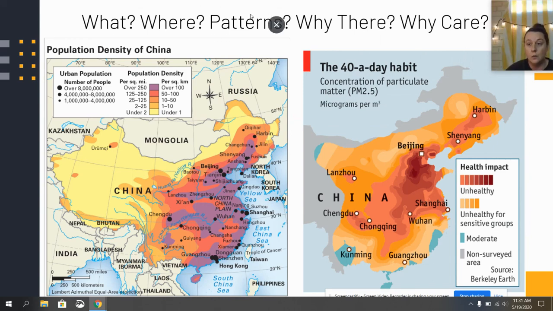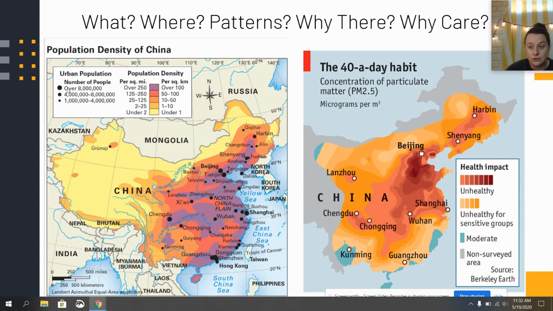What, where, what are the patterns, why there, and why care, right? So you can see here, I've got two maps of China. And so the what that I'm looking at here is population density first. If I look at this map legend, the size of these dots, so this is a little bit of a proportional symbol map, indicates how many people are living in these urban cities. Okay, so the larger the dot, the more people are living there.